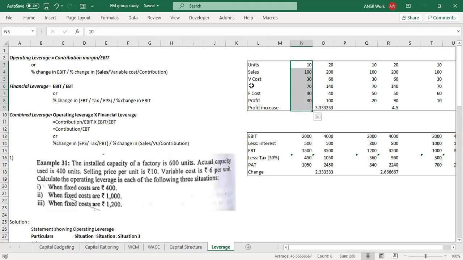Contribution. Yes, absolutely correct. 100 minus 30 is equal to 70. I was just asking what is the name of this 70. Contribution margin. Yes, contribution margin, or contribution alone is also fine. Then suppose we have a fixed cost of 40 rupees. If the fixed cost is 40 rupees, what is the fixed cost per unit? 4 rupees. And then we are getting a profit of 30 rupees.